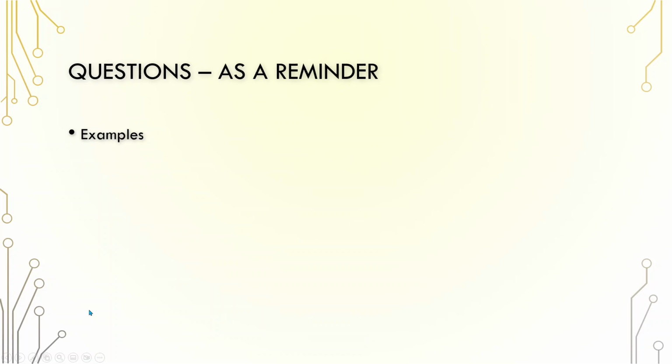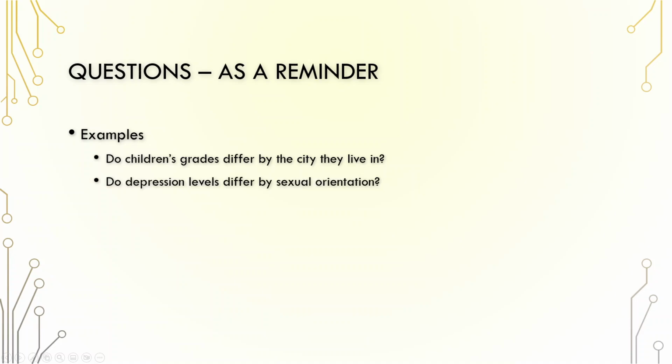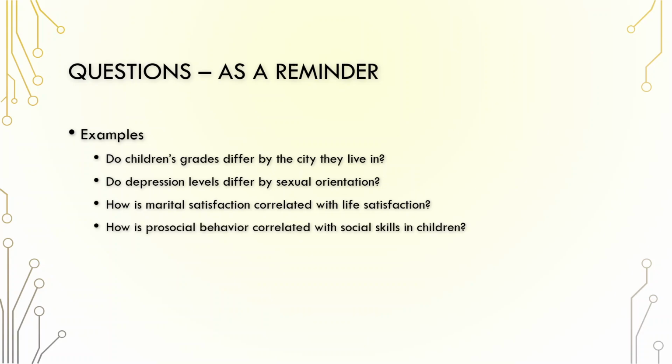So we talked about last week some examples of types of questions we can answer with a linear regression. Questions like, do children's grades differ by the city they live in? Do depression levels differ by sexual orientation? How is marital satisfaction correlated with life satisfaction? How is pro-social behavior correlated with social skills in children? And we talked about how those first two are very much like t-tests and those last two are like correlations. But we can answer all of these questions in a linear regression model.